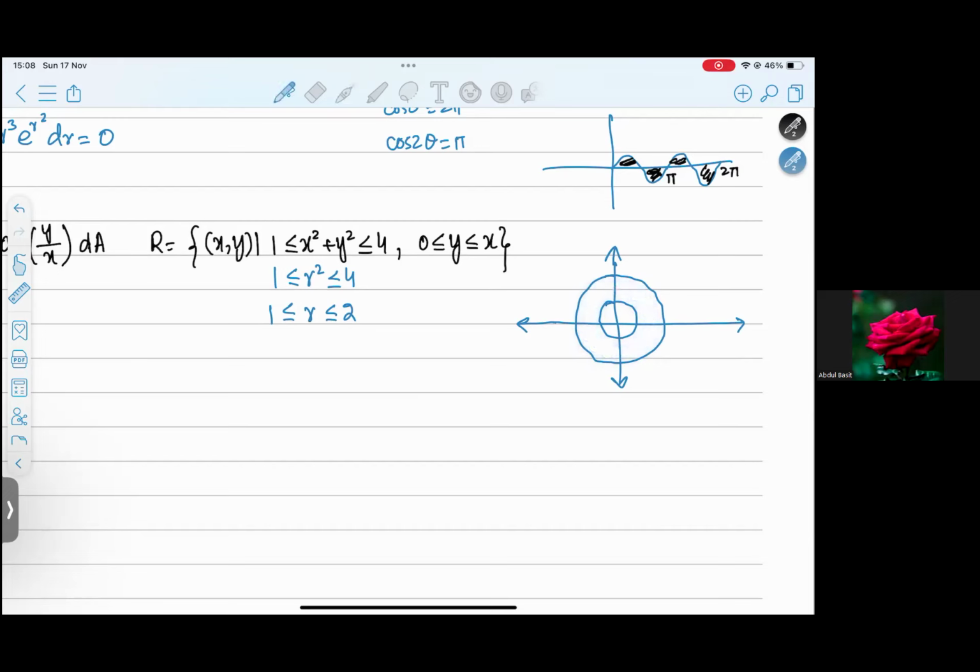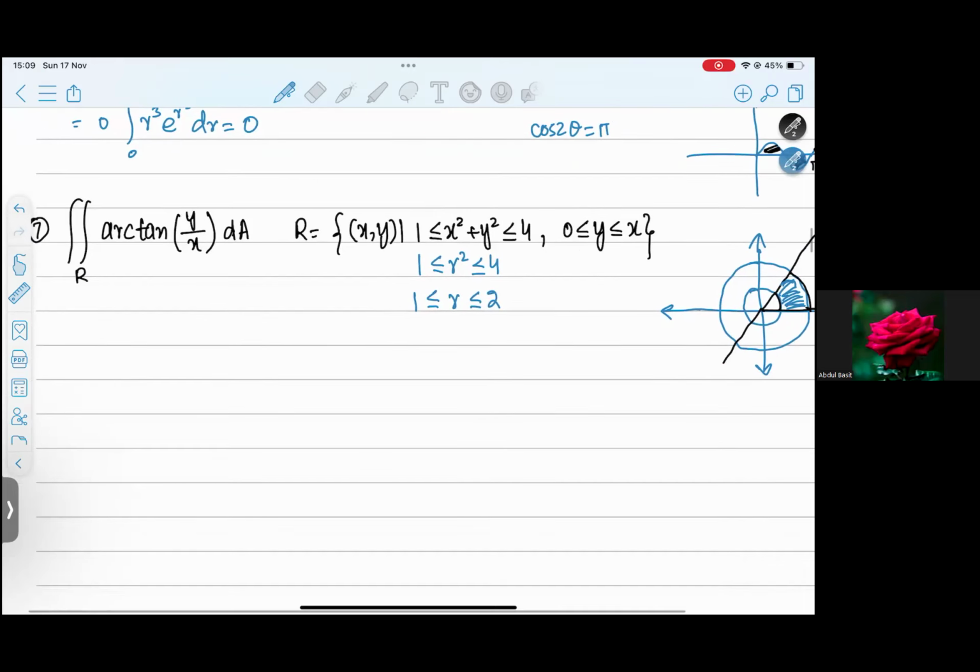Okay. And y is going from 0 to x. So that means the line y is equal to 0 is this, and the line y is equal to x is this one, making 45 degrees with the x-axis. So our theta is going from 0 to 45 degrees, which is pi by 4, and radius is going from 1 to 2. This is the region where we are evaluating this integral. So theta is going from 0 to pi over 4.